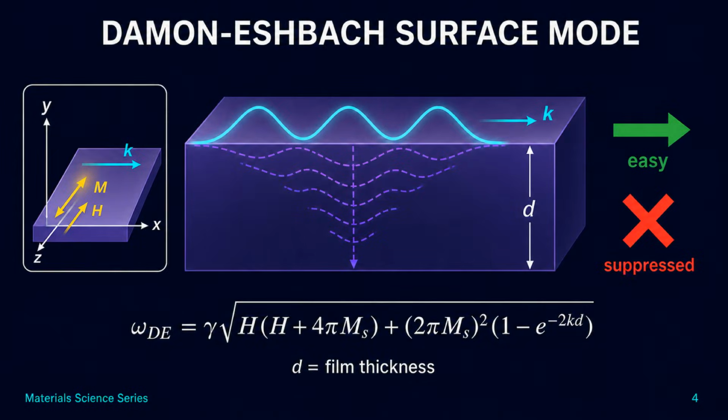The Damon-Eshbach mode is a special magnetostatic surface spin wave that propagates along the surface of a thin magnetic film. These waves have amplitude that decays exponentially into the bulk. Remarkably, they exhibit non-reciprocal propagation. They travel more easily in one direction than the other. This asymmetry arises from the interplay of magnetization direction and wave vector, and can be exploited for isolators and circulators.